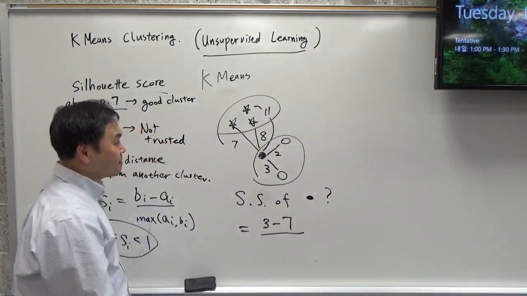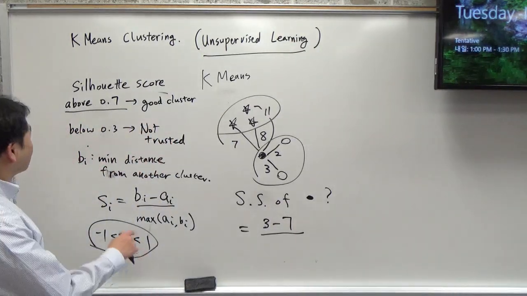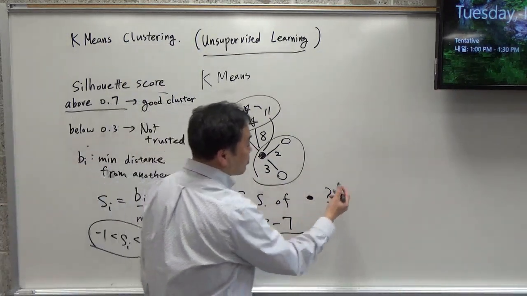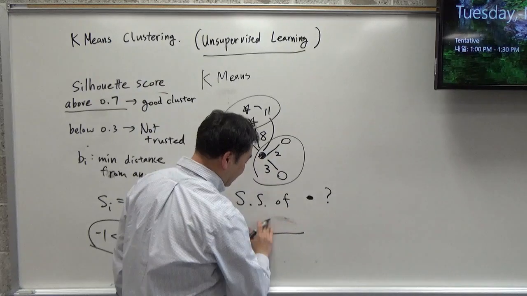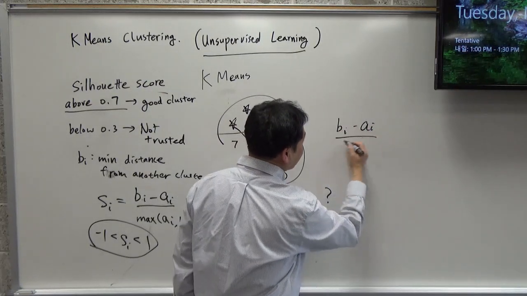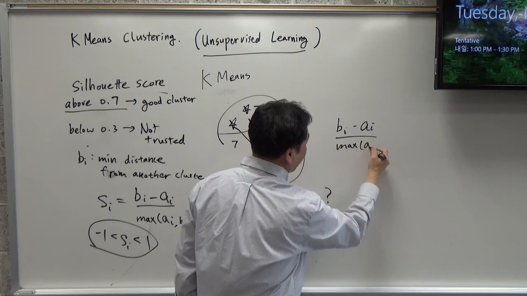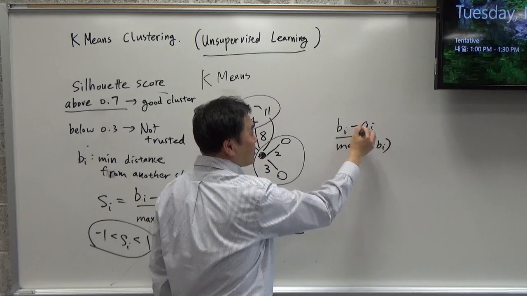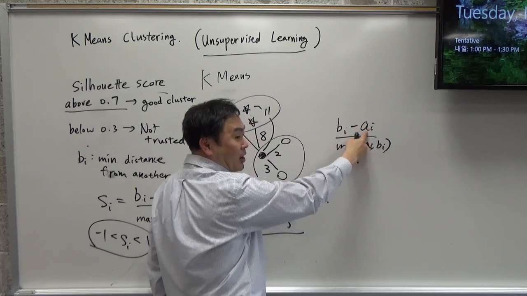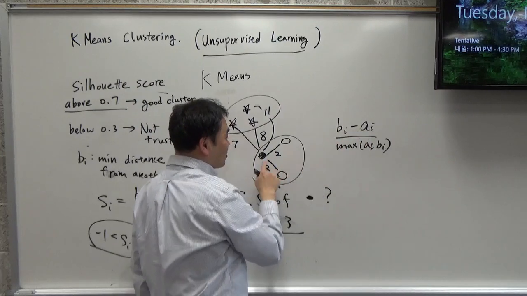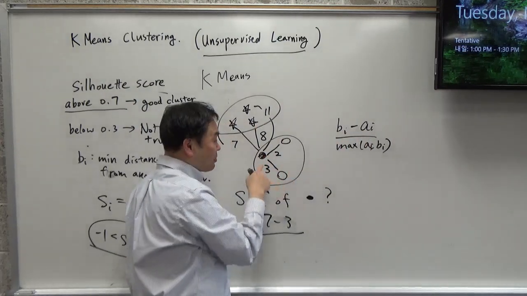Why don't you use the 2? I erased it, but the definition of the formula is, sorry, I got it backwards, 7 minus 3. The formula is BI minus AI over max of AI, BI, right? And the definition of AI is the largest value, the distance that is largest inside this group from that point.